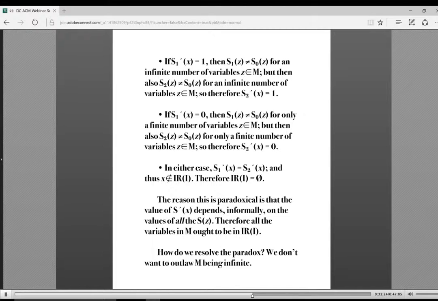The reason this is paradoxical is that the value of S prime of X depends informally on the values of all the S sub Z. Therefore, all the variables in M ought to be in the input region. How do we resolve the paradox? We don't want to outlaw M being infinite.